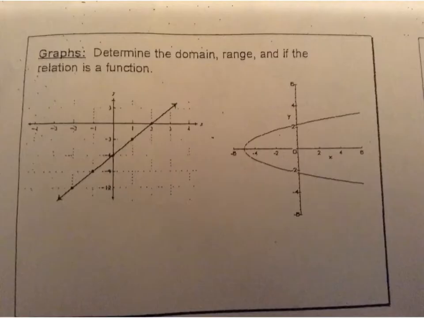Alright, you can also look at relations or functions on graphs. So you want to determine the domain and range and if it's a function or not. The first thing we're going to talk about is actually whether it's a function or not. So to tell if it's a function, you do something called the vertical line test. So you need to write that down.